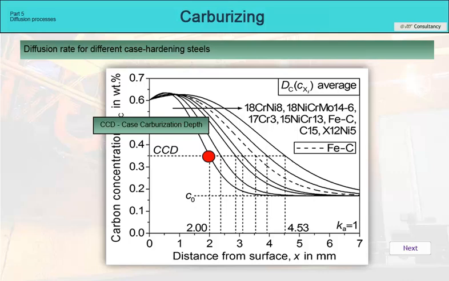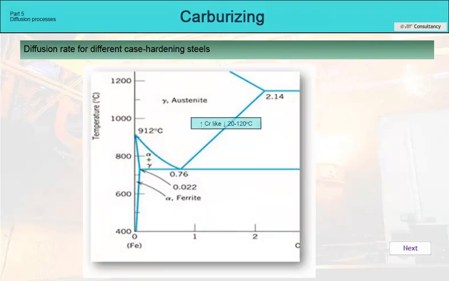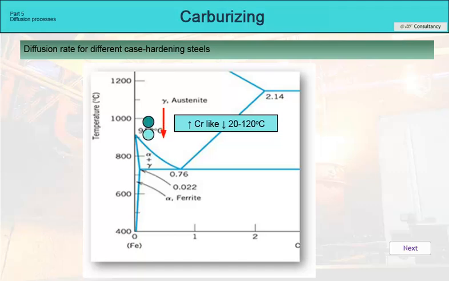The dashed curve corresponds to the iron-carbon system without other alloying elements. Only steel C15 will have a faster diffusion process. All steels alloyed with chromium, molybdenum, or vanadium are slower. Both 16 manganese chromium 5 and 15 nickel chromium 13. The effect of a chromium content of 0.2 to 2% can then be compared to a situation as if we are carburizing at a temperature 20 to 120 Celsius lower. Therefore, this fact must be taken into account when estimating the time of the carburizing process.